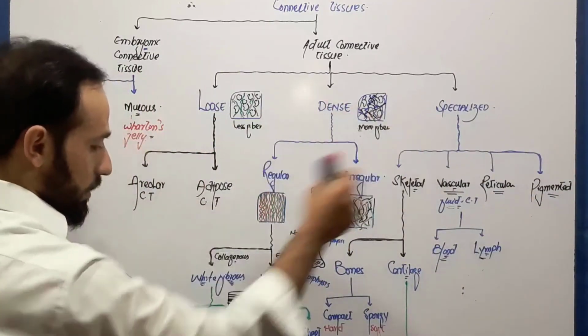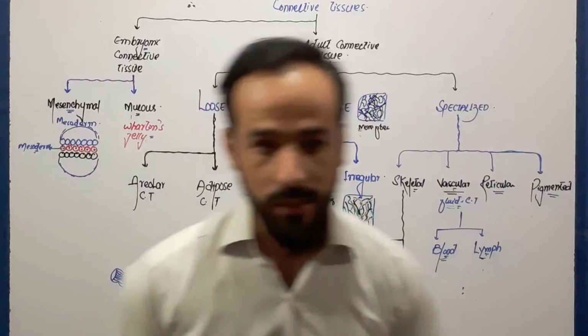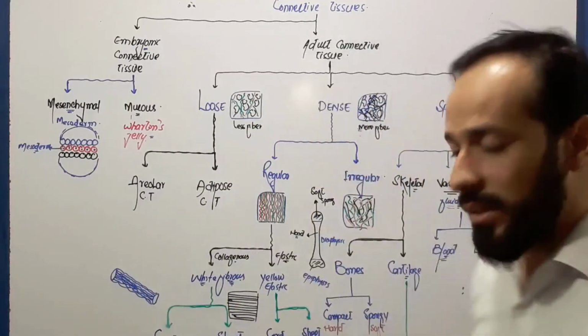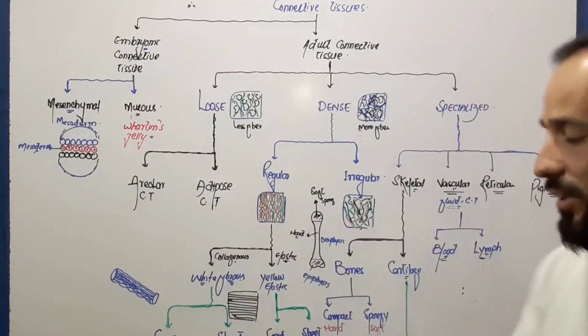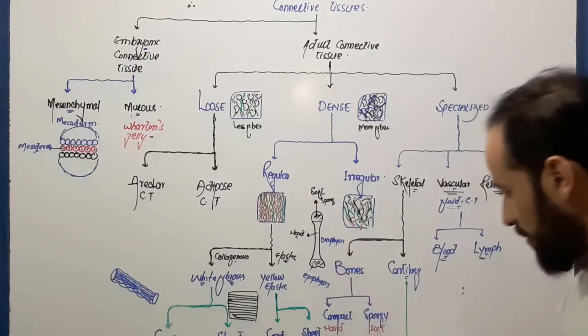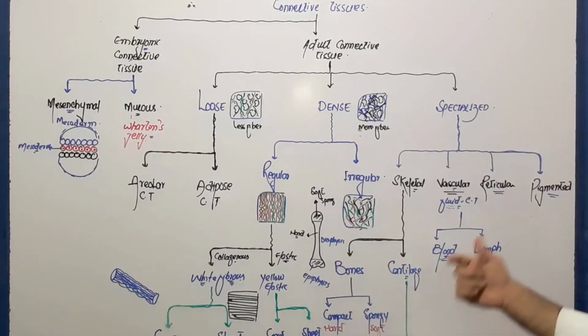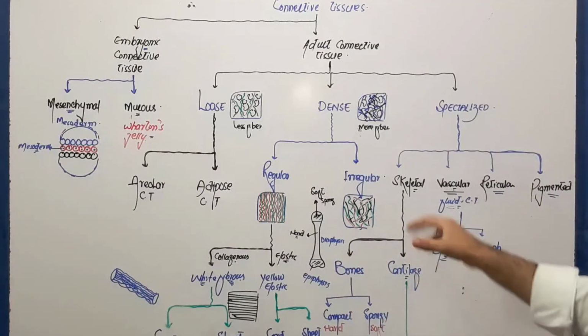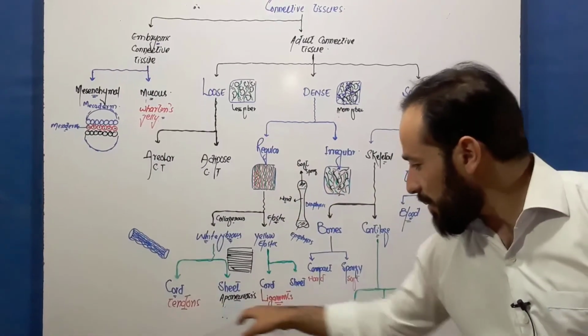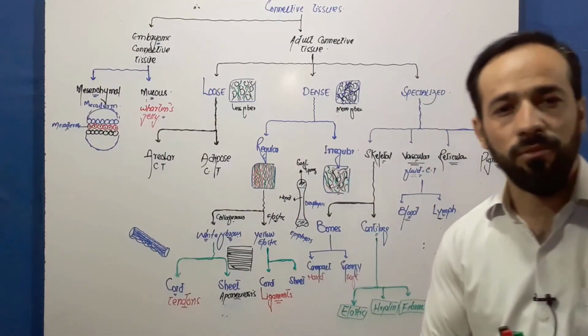So my dear friends, that's all about the classification of connective tissue. Inshallah, in the next lecture we will start discussing each of them. For example, we will discuss cartilage, bone, blood, lymph, and all of them. We will discuss ligaments and tendons. All of them we will discuss, inshallah.